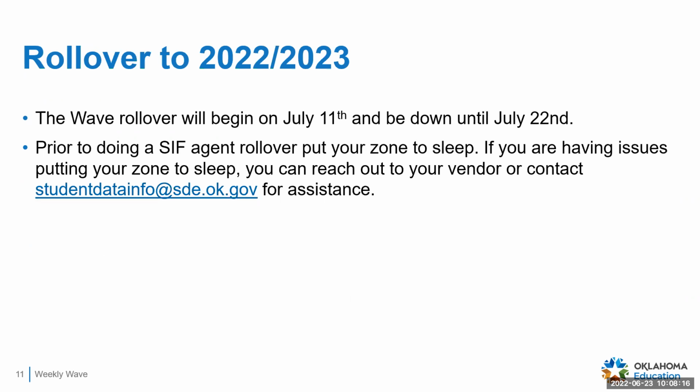Coming very soon, the rollover for the wave will begin on July 11th and will be down through July 22nd. So you won't be able to access the wave at any time during those dates. But prior to your SIF agent rollover, you need to put your zone to sleep. If you don't know what I'm talking about, or you're having issues doing that, you either need to reach out to your vendor, or you can contact us at studentdatainfo@sde.ok.gov for assistance, and we will be happy to assist you with that.